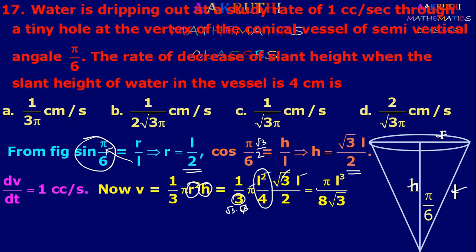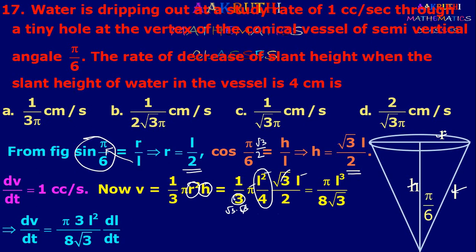So we get pi L cube divided by 4 into 8, and 1 root 3 is remaining. So we get pi L cube divided by 8 root 3. Therefore here V can be written as pi L cube divided by 8 root 3. So we have V equal to pi L cube divided by 8 root 3. Now differentiate with respect to t.